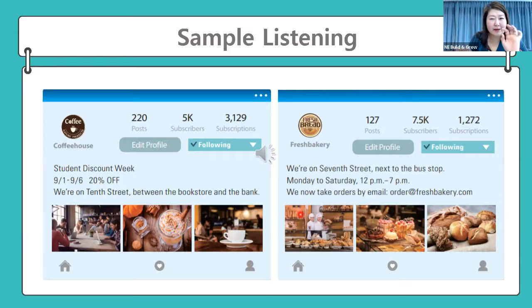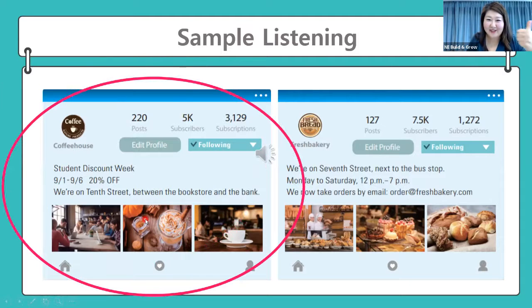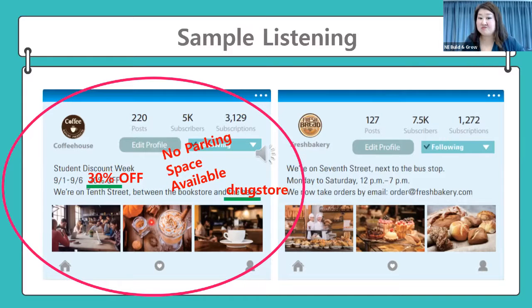So which one is the right place? Right, coffee house, right? You did a great job. And then any information that you want to correct, let's look into it. Right, the bank. The right information is going to be drugstore. That's good. And 20%, yeah, they're more generous than 20%, right? 30%. That's really good. And then if you want to add one more piece of information, that would be no parking space available. So this kind of activity is, they already know the place's name.